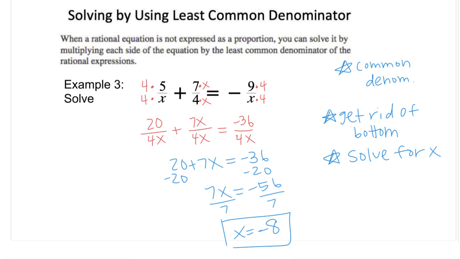Now, as always, if you want to add this step to the end, we want to check our domain. Make sure whatever x cannot equal was not part of our answer. So if we look at the bottom of all those fractions, we had a 4x on all the bottoms of our fractions. So if I take 4x and set it equal to 0, I would divide by 4 on both sides, telling me that x cannot equal 0, which is perfectly fine because our answer was negative 8.